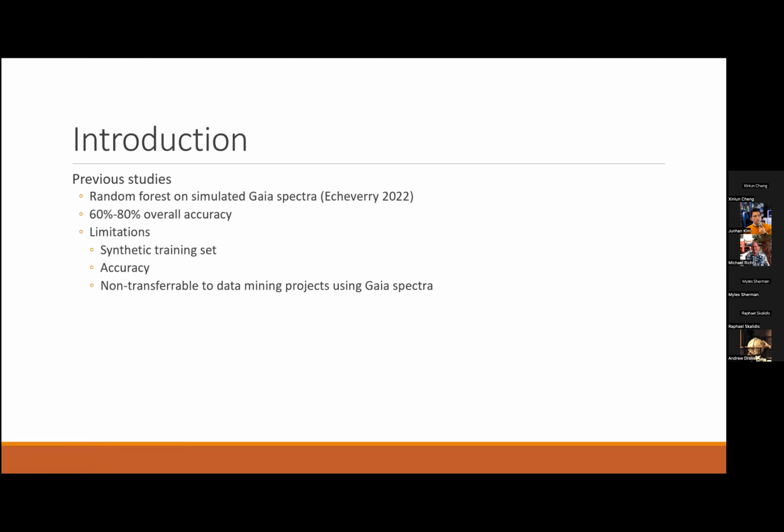Second limitation is their accuracy. 80% is not bad, but I believe we could do better. And 60%, well, it's only a little bit better than a coin toss. And what if we want to make more contribution to data mining projects using Gaia spectra? Can we transfer whatever they have into other problems? The answer is no. A random forest algorithm is basically specific to the problem you are trying to solve.